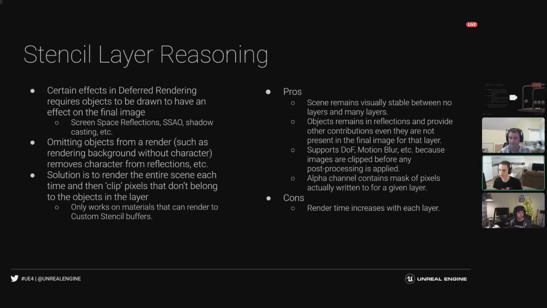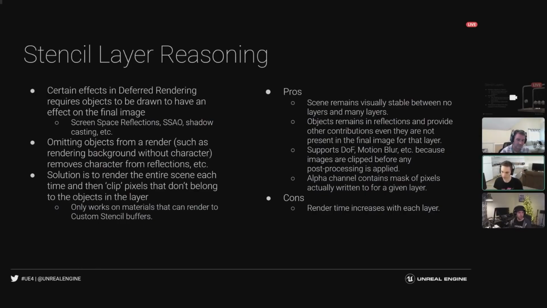So why do we go with stencil layers, and why are they called stencils? Unreal is primarily a deferred renderer, and certain effects in deferred rendering require objects to be drawn to have an effect on the final image. Things like screen space reflection, screen space ambient occlusion, and shadow casting actually need to be drawn to be in the image. So if you omit an object from the render, such as wanting to render the background without the character, and you just turn off the character, the character will disappear from reflections. It won't cast shadows, it won't receive shadows, and that's going to give you a different look.